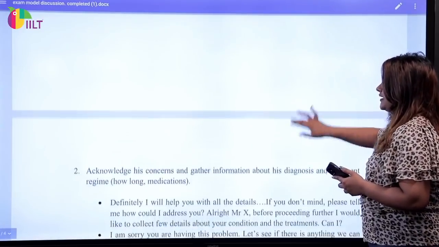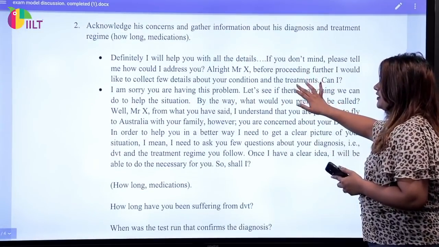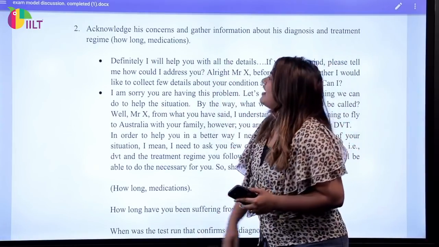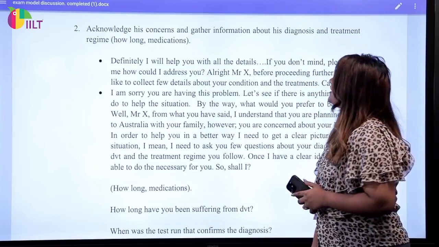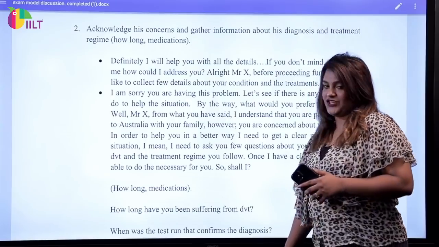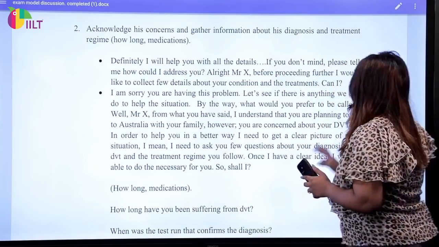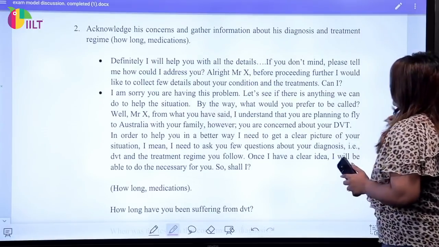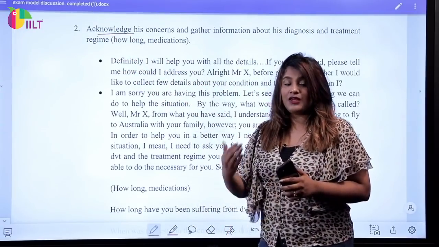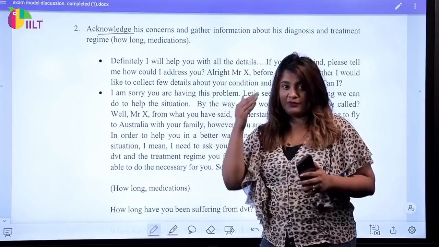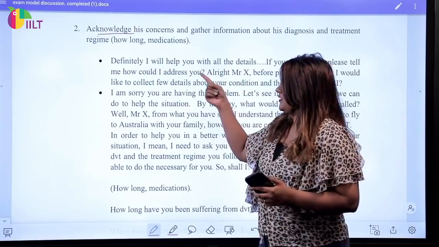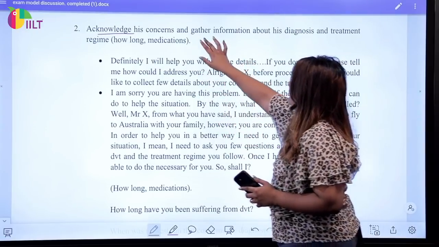Moving on to our second task. Now it becomes a little more lengthier. Yes, so the second task says, acknowledge his concerns and gather information about his diagnosis and treatment regime, how long, medications. I hope the meaning is clear for you guys. The first part, again, we have two segments here. The first part is nothing but we have to acknowledge his concerns. Because when you ask the patient, how can I help you, in the previous task, the patient will tell you his concern, right? So you have to acknowledge that concern and then you have to gather information.